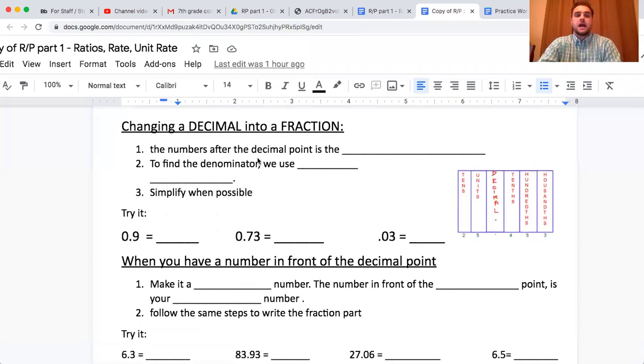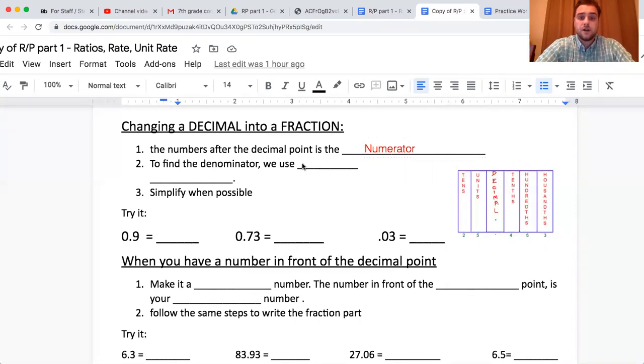Okay, now how about the opposite? How do we change a decimal now into a fraction? Well, in order to turn a decimal into a fraction, we have to look at the numbers after the decimal point first, okay? So we're going to look at the number right after the decimal point. So in this case, right after our decimal point comes 0.9, that's the number we're looking at. In this case, 73, and in this case, 3. So it's the number that comes after our decimal point, which is going to become our numerator, or our top number of our fraction.